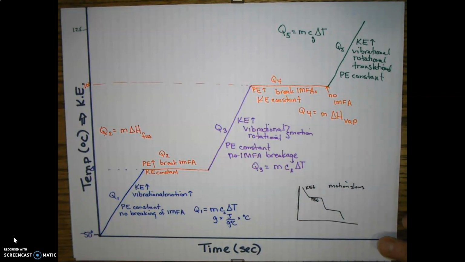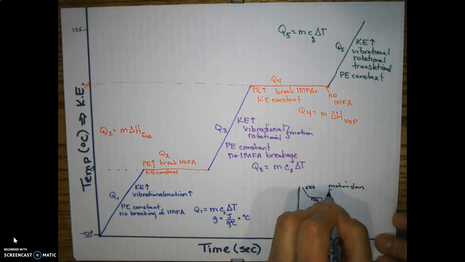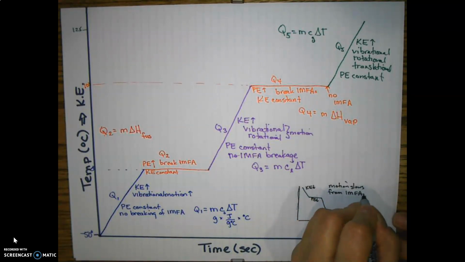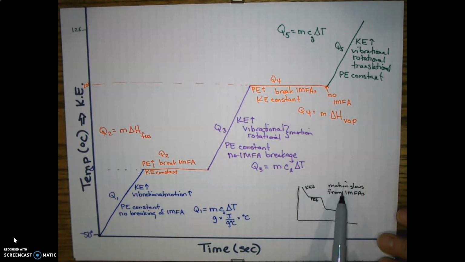And as motion slows, what happens? We can form IMFAs. So these two feed off each other. As the motion slows down, more IMFAs form. As IMFAs form, motion is forced to slow down even more, and so on and so forth.